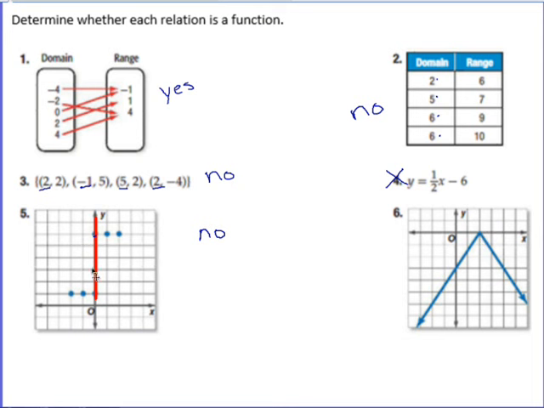So I'm going to take this vertical line, drag it over here, and now as I move my vertical line along the graph, is there any place where it touches that blue line in more than one place? I slide it along, it only ever touches it in one place, so that means yes, this is a function because it passes the vertical line test. This one failed because it touched those at the same time.